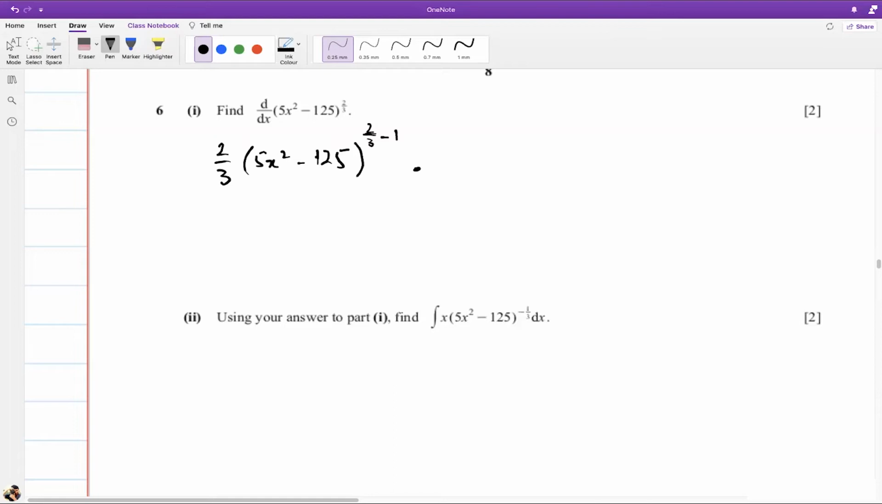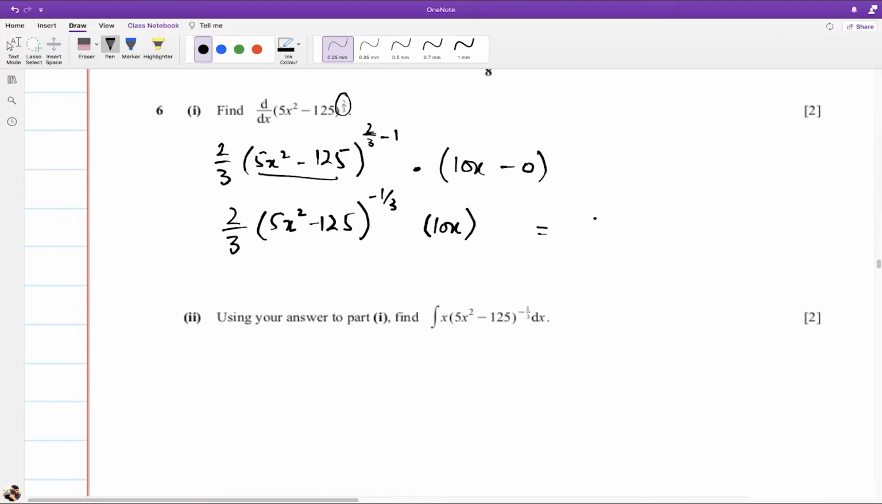Now multiply it by the derivative of the inside thing because we are not still at x. We have only taken care of this whole power. तो x तक जाने के लिए हमें इसको करना पड़ेगा. So 10 times x minus 0. Okay. So that tells me 2 by 3, 5x square minus 125 power minus 1 by 3 into 10x. तो मेरा फाइनल आंसर बन जाता है 20x over 3 into 5x square minus 125 power 1 by 3.